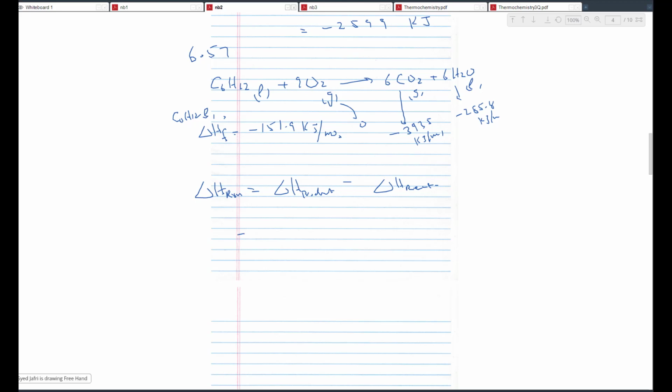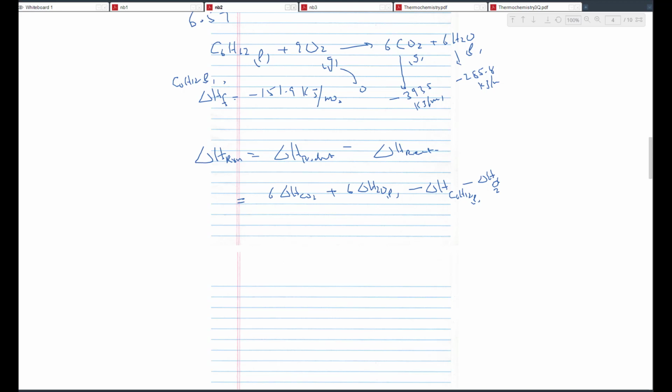Yes, so I'm writing like this. First I'm writing the formula. So 6 into delta H of CO2 plus 6 into delta H of water, liquid, minus delta H of C6H12 liquid minus delta H of O2. And now plugging the values: 6 times minus 393.5 plus 6 times minus 285.8, and this one is minus 151.9 minus 0.